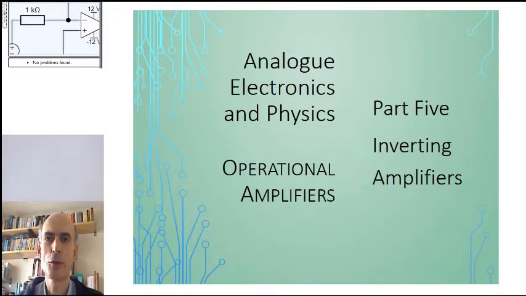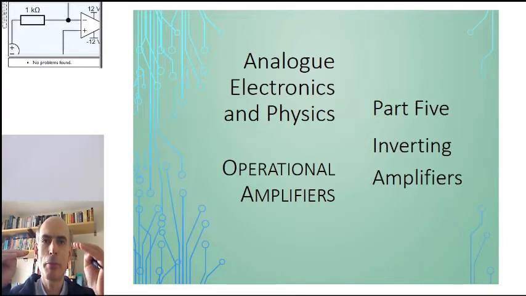Hello and welcome to part 5 of these talks about op-amps, in which we'll be looking at the second common form of amplifier, the inverting amplifier. So named because the output inverts the input. In other words, if the input goes up, the output goes down, if the input goes down, the output goes up, and so on. Let's have a look at the circuit and see how it works.